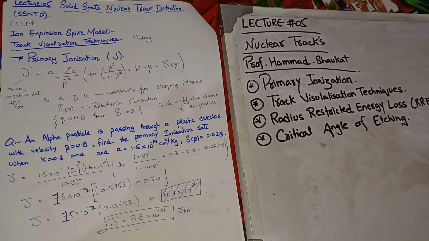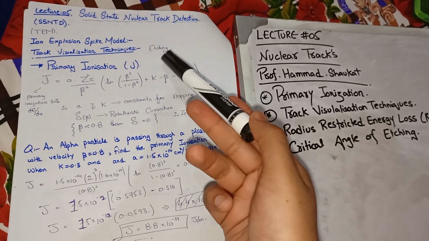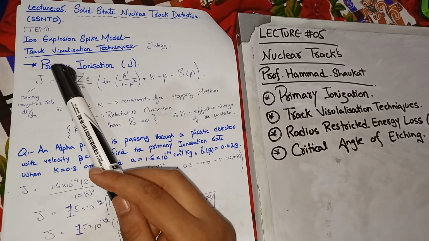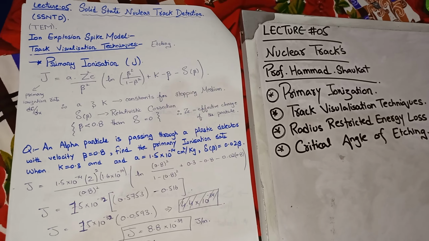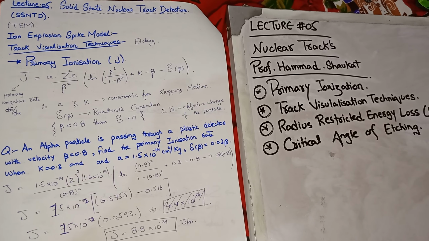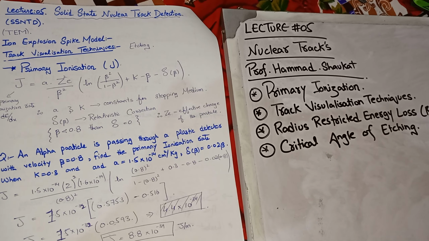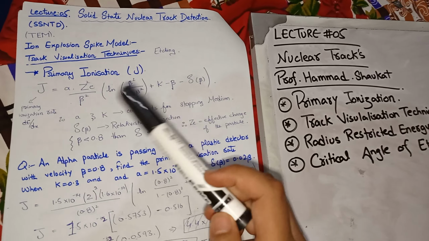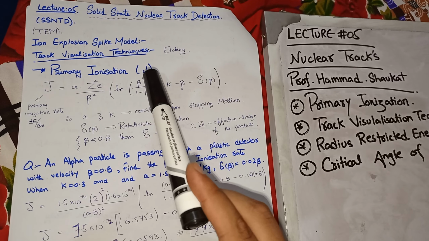First of all, you must know what tracks are and how we can visualize nuclear tracks. There is a method called the track visualization technique, and that technique is called etching. The main thing I will discuss in this lecture is the primary ionization, known by the symbol J. This is known as the primary ionization criterion.